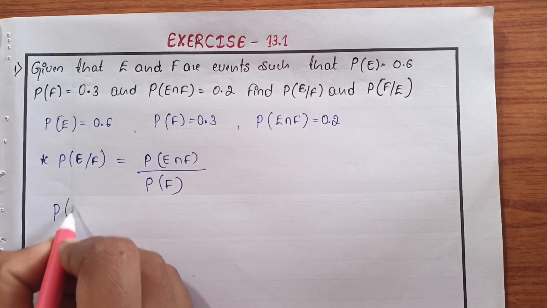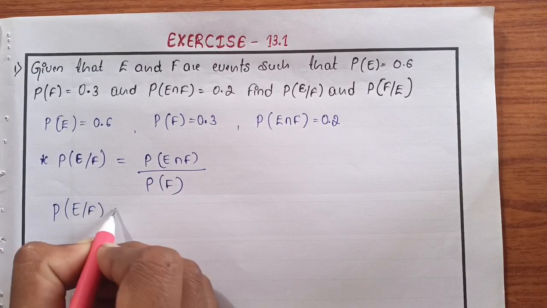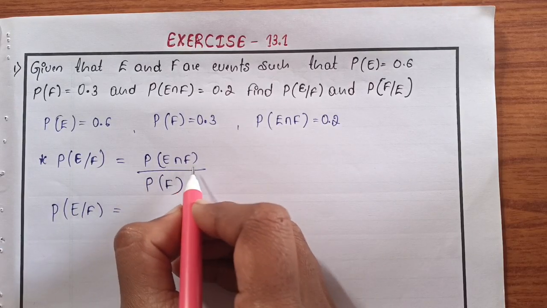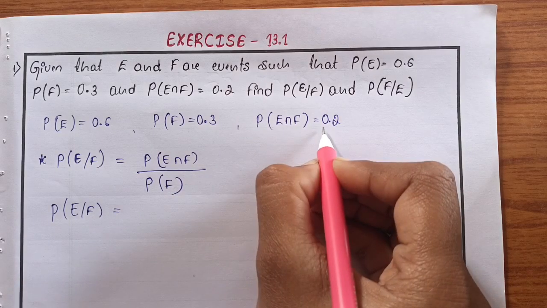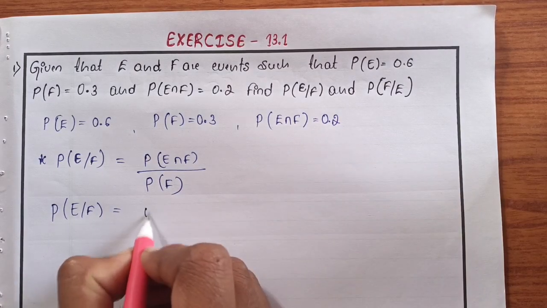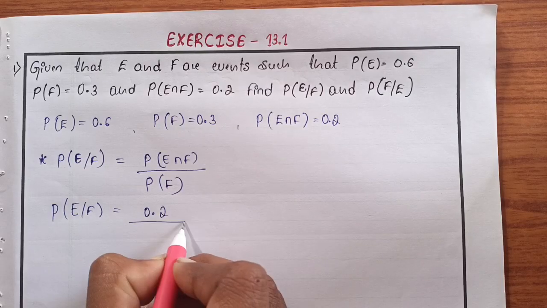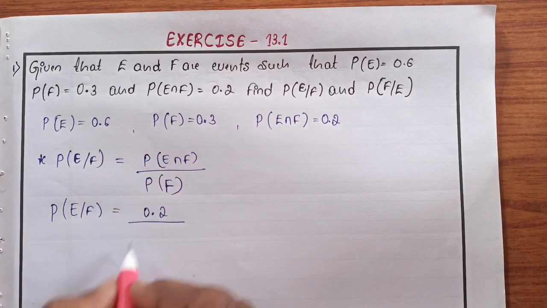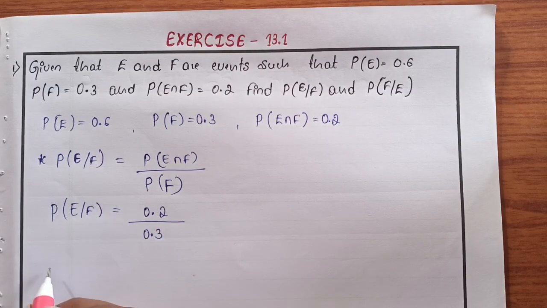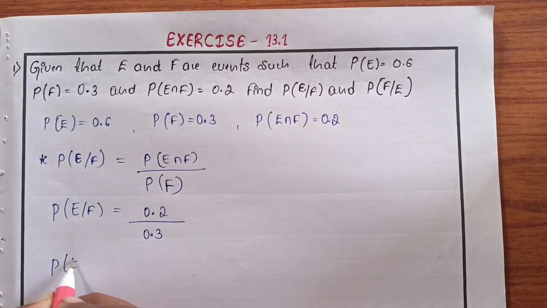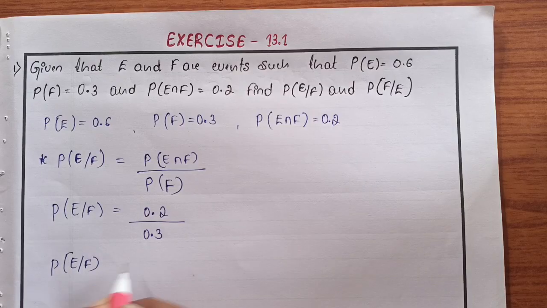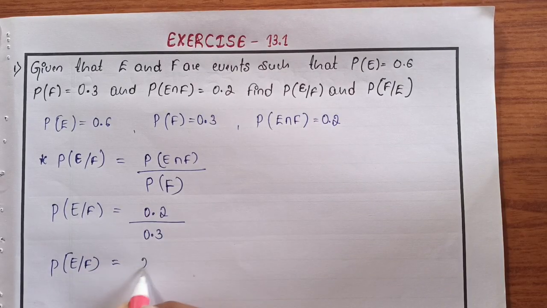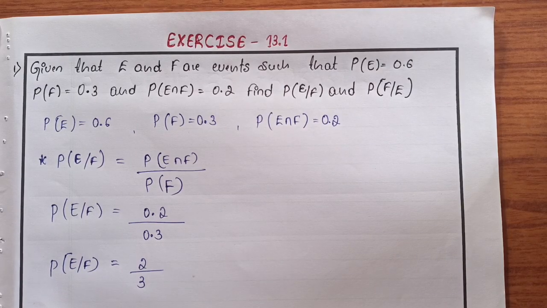So probability of E by F is equal to probability of E intersection F. What is the value of probability of E intersection F? 0.2 divided by probability of F. So probability value is 0.3. Probability of E by F equal to 0 cancel, 2 by 3. So the value of probability of E by F is 2 by 3.